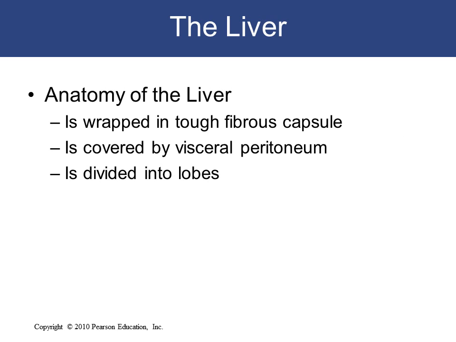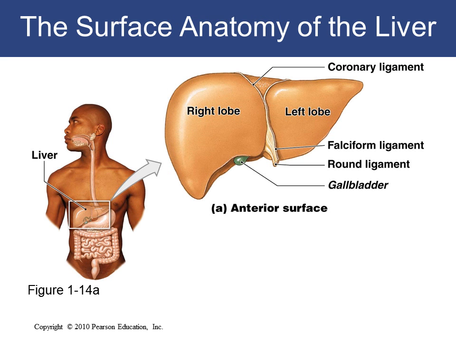When you look at the anatomy, the liver is wrapped in a tough fibrous capsule and is covered by visceral peritoneum, and it is also divided into lobes. So this is a diagram showing the liver. We have the two lobes of the liver, the right and the left lobe. We have the surfaces we are going to discuss. So now let us look. This is the anterior surface of the liver. There are two surfaces, which are the diaphragmatic and the visceral surface.